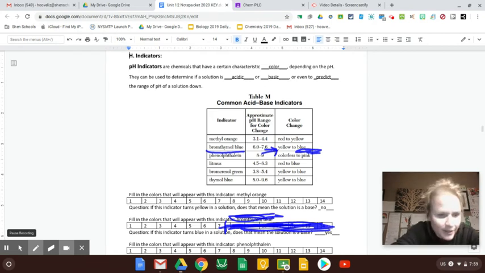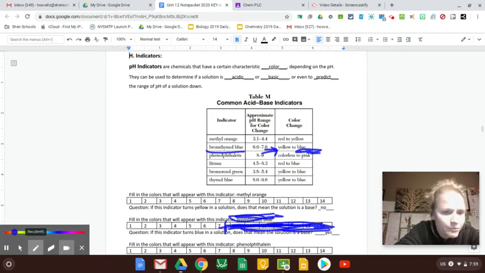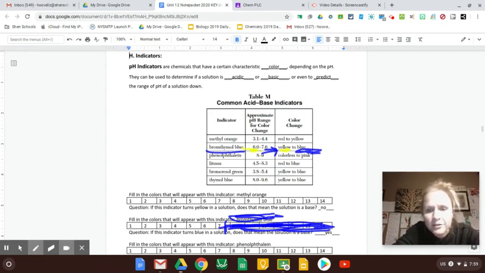Okay, when is it yellow? Bromothymol blue, you are yellow from first color, first number. So you're yellow from 6 and down. So we'll say that's like 6 and down. I know the way I drew it isn't perfect, but there you go.